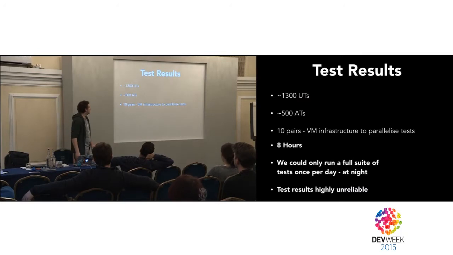So there were 1,300 unit tests back then. I do remember looking at the code base for this, and 500 acceptance tests. So not that many acceptance tests, but if you think about that Kaplan Trader complex application, you've got to start the browser and execute some relatively complex functionality in there. And there were 10 pairs of VMs. So that's quite a lot of time invested in infrastructure. And it used to take 8 hours to execute those tests.